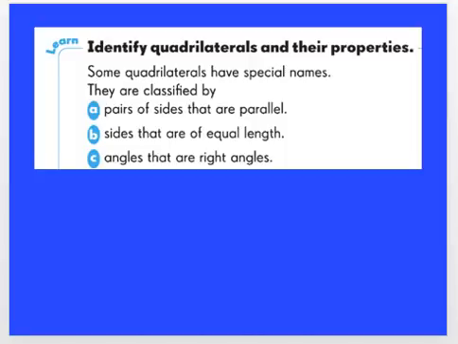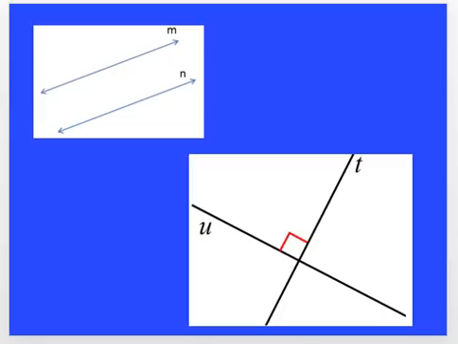But the way we figured out is we look at their pairs of sides that are parallel. We look at their pairs of sides that have equal length. And we also look for right angles. So what does that mean? First of all, let's remember what parallel and perpendicular means.